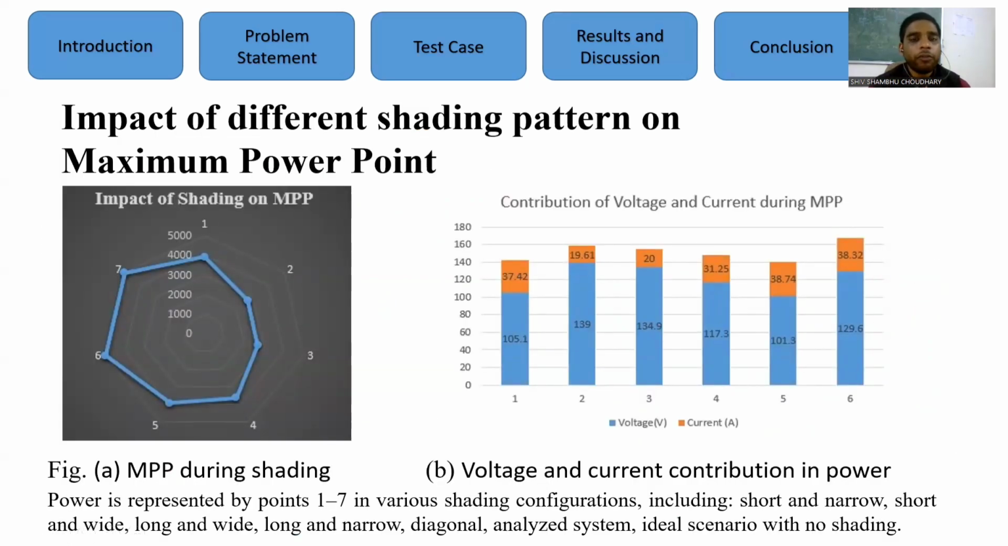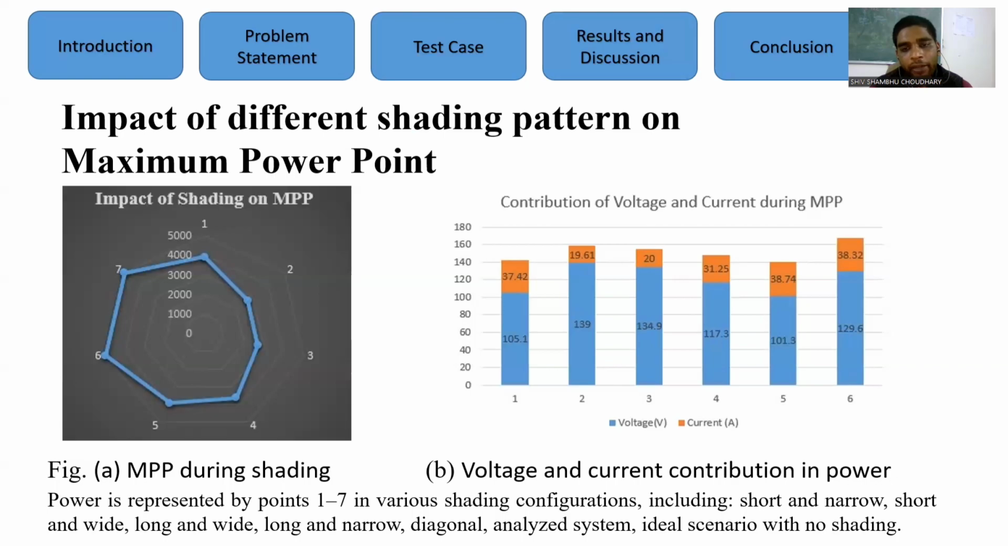The conclusion from the different shading patterns is about their effect on the maximum power point. The contribution of voltage and current at the maximum power point throws light on the behavior of the system under different shading patterns. Power is represented by points 1 to 7 in various shading configurations, including short and narrow, short and wide, long and narrow, diagonal, and the ideal scenario with no shading. We can observe that under the ideal scenario with no shading, the maximum power that can be obtained from the system is nearly equal to the mathematical power of the system, and the voltage and current contribution is 129.6 and 38.32 respectively.